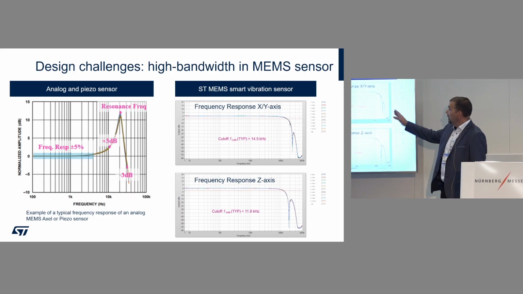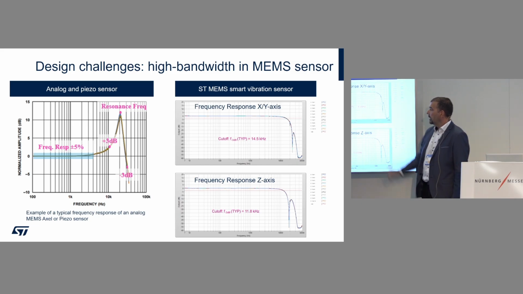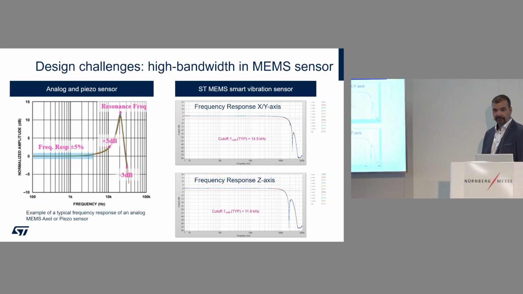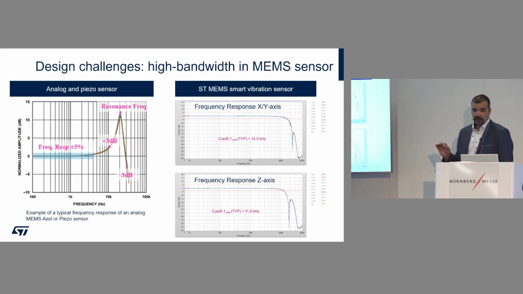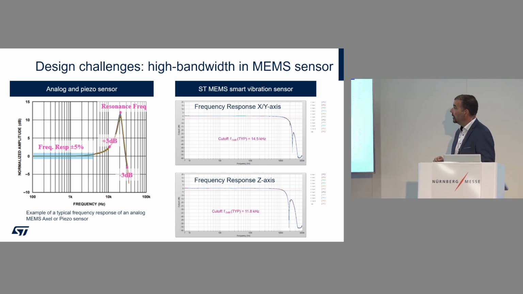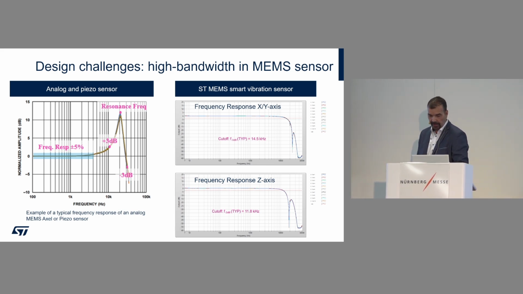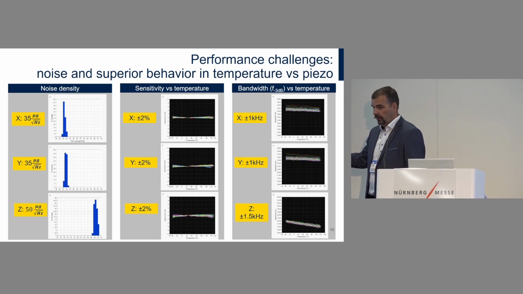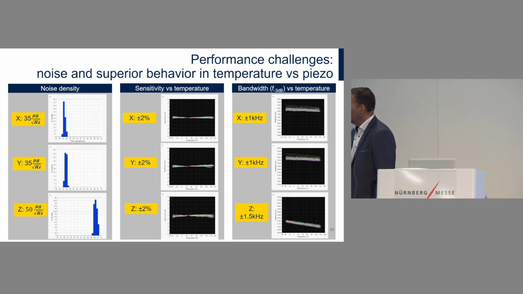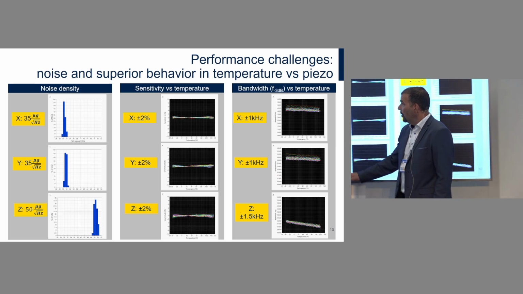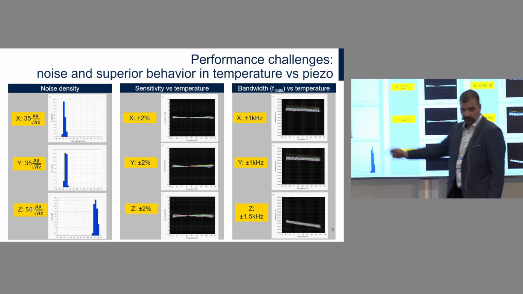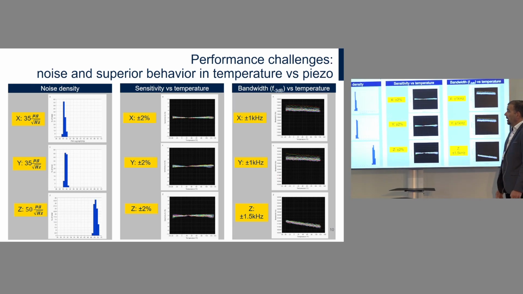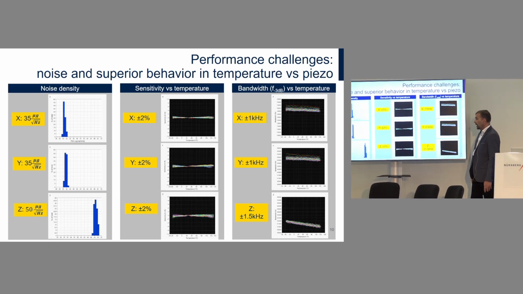As you can see, for the X and Y axis, we can go up to 15 kHz. For the Z axis, typically a 12 kHz bandwidth. Other aspects which are important for the sensors, and which I was explaining, are linked to the noise, the sensitivity versus temperature, and also the bandwidth versus the temperature. So let's start with the noise. You can see the noise values in these charts. We typically provide them in the data sheet, so every customer has access to it.